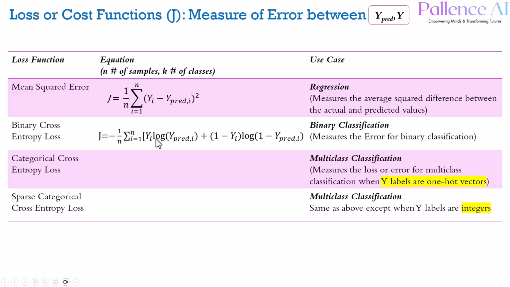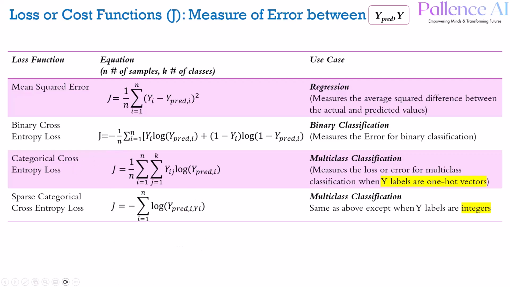Now for a multi-class classification problem, we use a different loss called categorical cross-entropy loss. Again, don't get too intimidated by the equation. Bottom line, if you are using a multi-class classification problem, instead of binary cross-entropy loss, use categorical cross-entropy loss, especially when your y labels are one-hot vectors. I'll go back to the schematic just to explain in case you forgot what these one-hot vectors are. But if it's a multi-class classification problem and your y labels are one-hot vectors, use categorical cross-entropy loss.